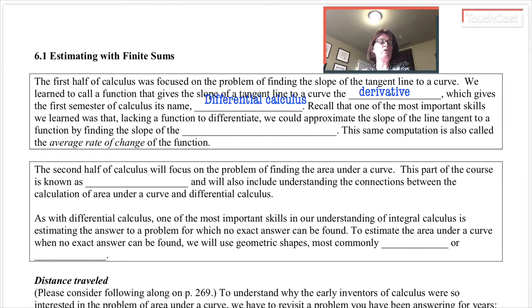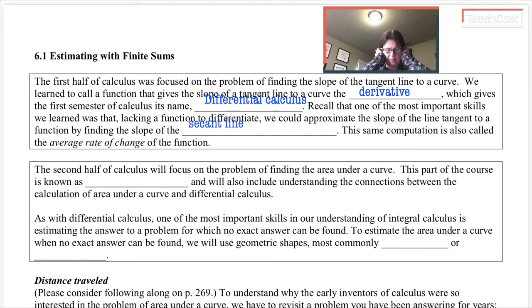Just recall that sometimes we needed a slope of a tangent line. We needed a rate of change. We wanted to approximate instantaneous rate of change, but we didn't have enough information to actually do that with calculus and algebra. So we could sometimes approximate a derivative by using the average rate of change formula, and that's the same as finding the slope of the secant line. So change in y over change in x. Or average rate of change.